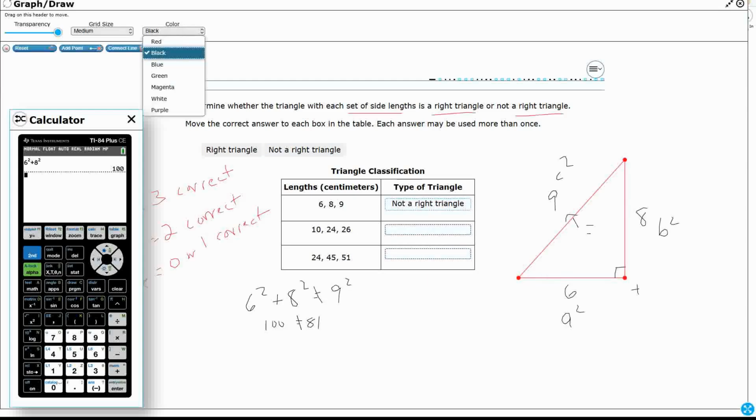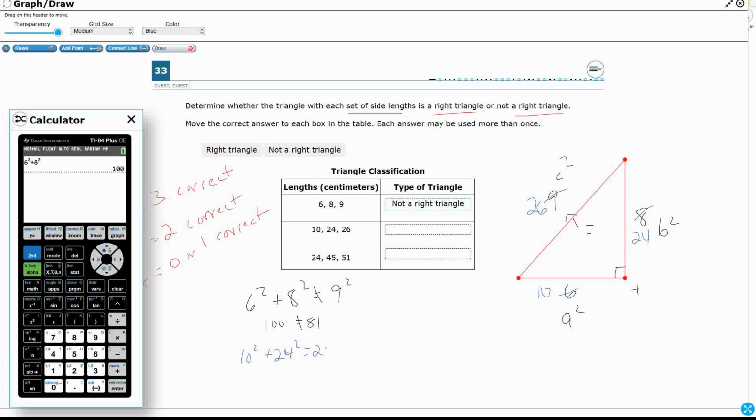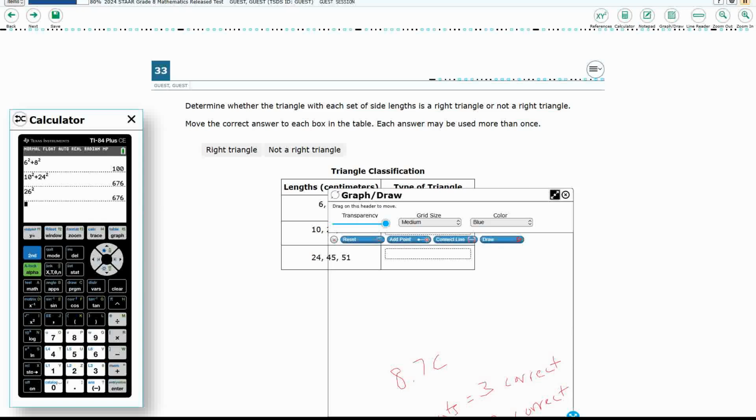And then let's repeat the same one. So let's use 10, 24, 26. So I'm going to just replace this with 10. 24, it's not drawn to scale. 26. So here's my question. Is 10 squared plus 24 squared equal 26 squared? Remember, the hypotenuse is always across from the right angle, always the longest side. So 10 squared plus 24 squared equals 676. Now, I don't know what 26 squared is, so let's go ahead and do that. 26 squared, hey, 676. So that is a right triangle, so we're good there.